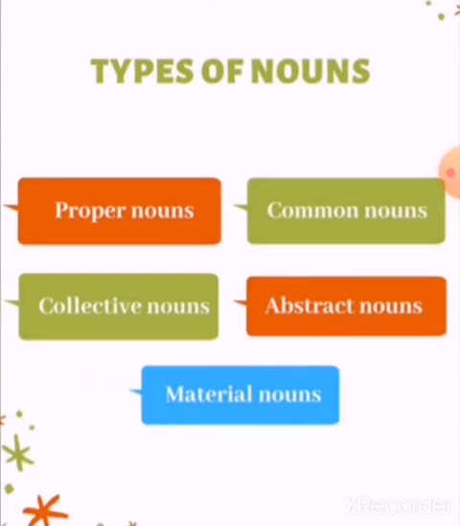Coming towards the main topic of the day, which is types of nouns. We are having many types of nouns, dear students, but in this video we are discussing only 5 types of noun. Okay, and these types of nouns are the main categories of nouns. So the first one is proper nouns, number 2 common nouns, number 3 collective nouns, number 4 abstract nouns, and number 5 material nouns. Material nouns, or we can also say concrete nouns.